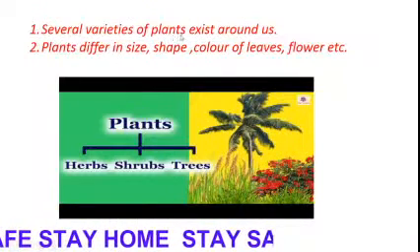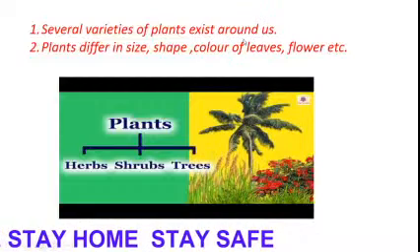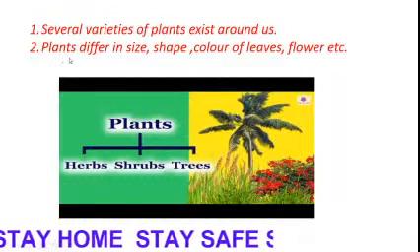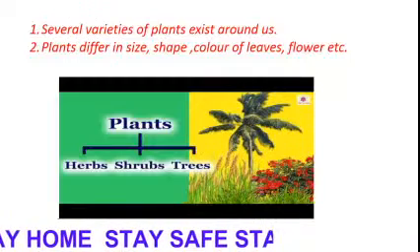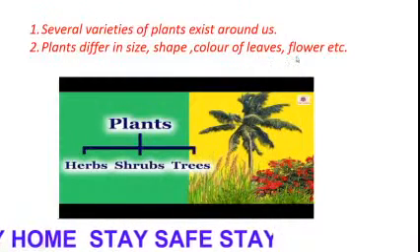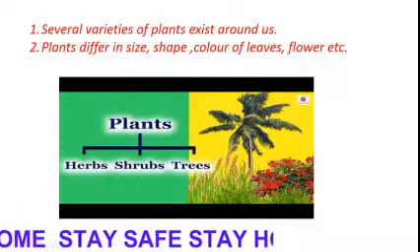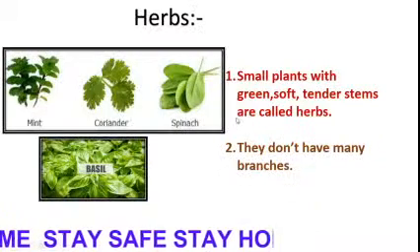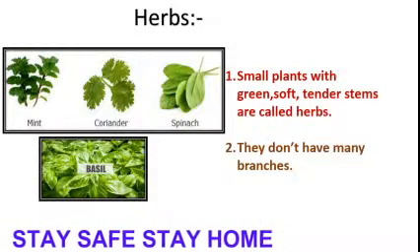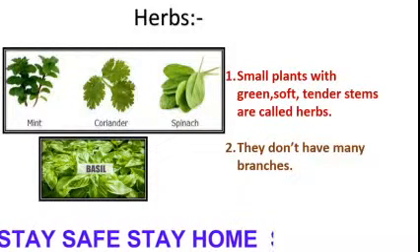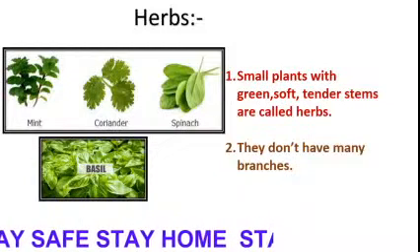Several varieties of plants exist around us, right? All the plants are different. They are different in size, shape, and color of leaves and even the flowers. So plants have been classified into three parts: herbs, shrubs and trees. You might have got a 50% idea from the video about the meaning of herbs, shrubs and trees.